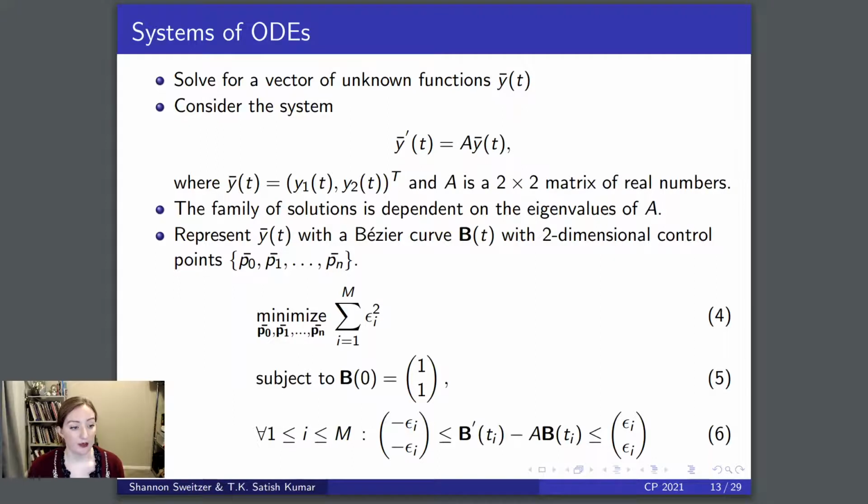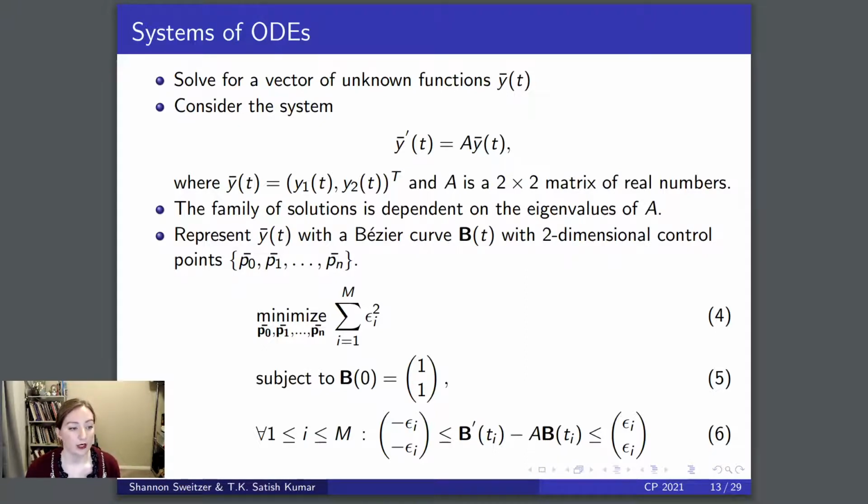Our method can also be applied to systems of ODEs. In such cases, we must solve for a vector of unknown functions. We'll call it y bar of t. Consider the following system of linear ODEs with constant coefficients. The corresponding family of solutions depends on the types of eigenvalues of A, real or imaginary, but nonetheless the approximation method is the same. We can represent y bar of t using a Bezier curve with two-dimensional control points.